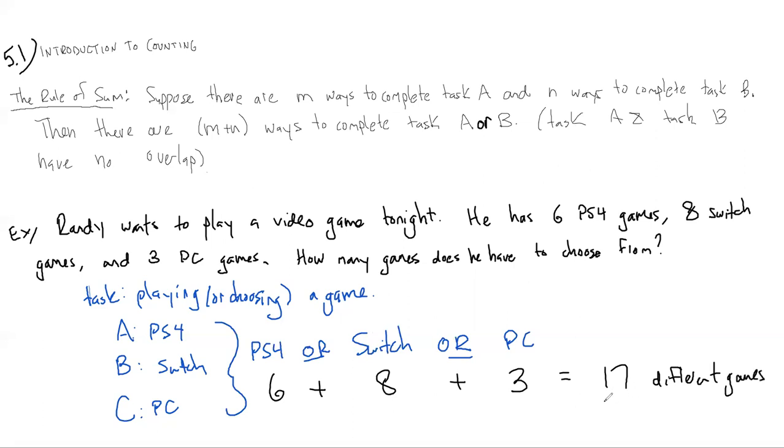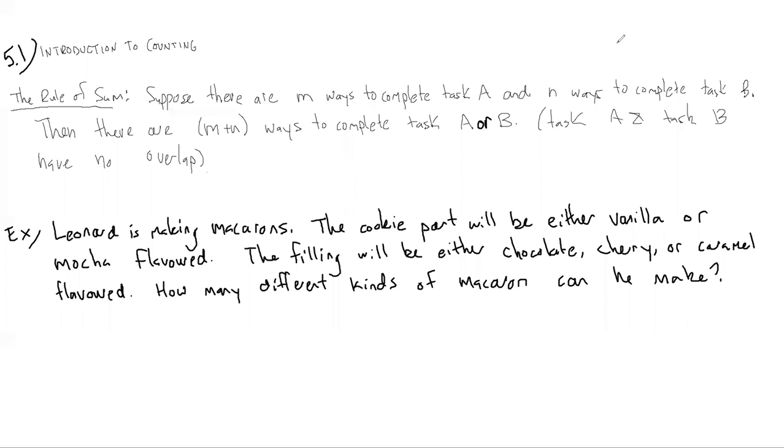So that's your sort of foundational component of counting. Obviously, it's going to build up a little bit from there. So we'll do a second example. Okay, so a second example, Leonard is making macarons. The cookie part, that's delicious almondy fluffy cookie, is going to be either vanilla or mocha flavored. And the filling is going to be either chocolate, cherry, or caramel flavored. How many different kinds of macaron can he make?